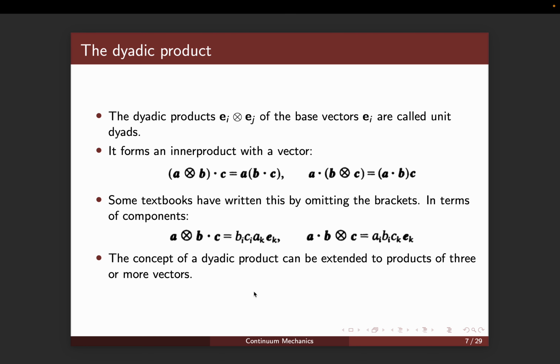A dyadic product forms an inner product with another vector. If we take the inner product with the dyadic product, you get the result: A dyadic product B dot C gives A times B dot C. This is the result you get. And in terms of components, one can write this inner product. The concept of the dyadic product can be extended to more than two vectors.